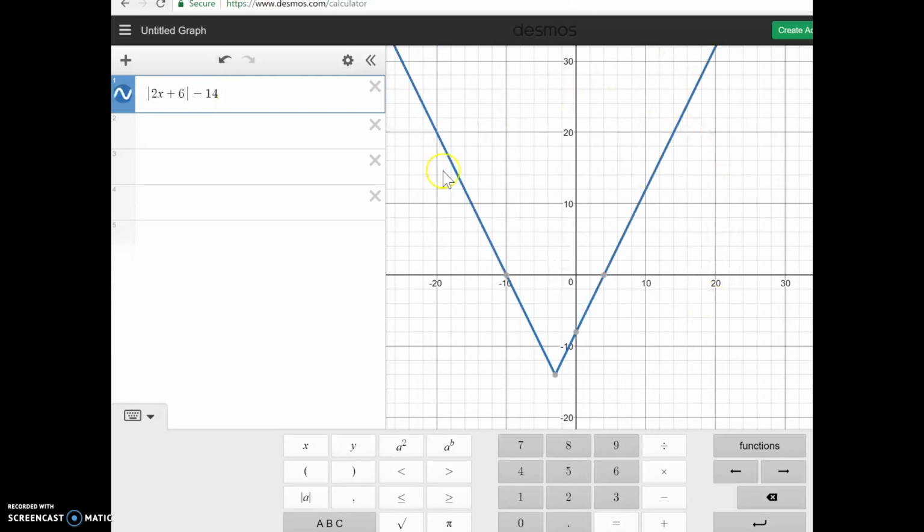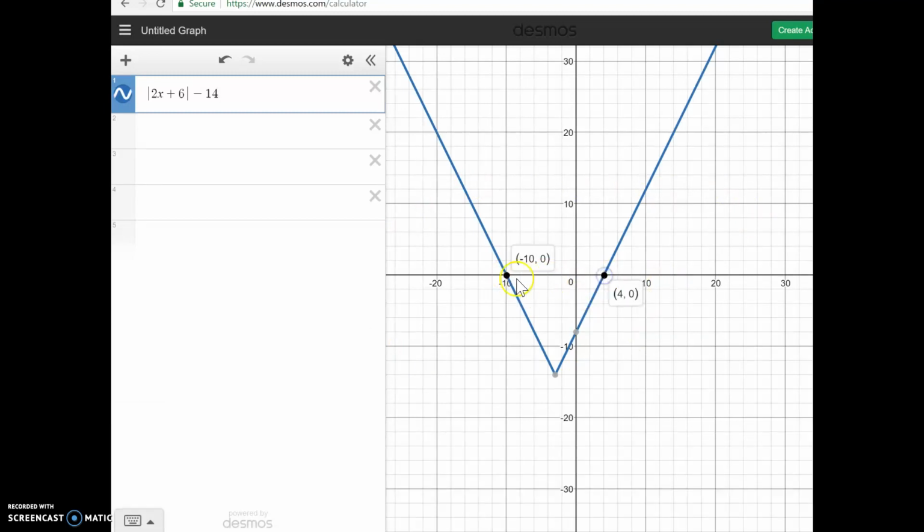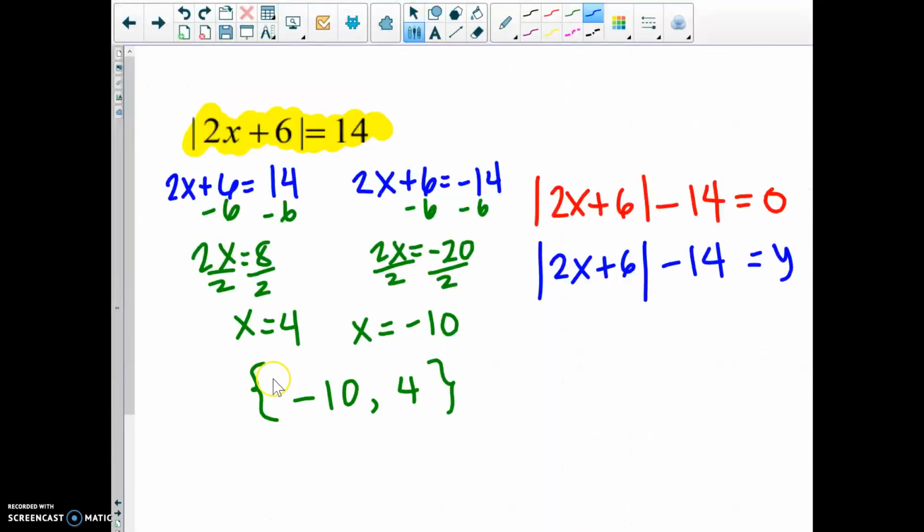Okay, so now that I've graphed this, and you may need to zoom in and out, what I am looking for are my x-intercepts. Solutions to equations are going to be where the graph crosses the x-axis. So right away I can see, and I can click on them, that these points are crossing at negative 10 and positive 4, which happens to be the solutions that I got. Because of that, that means I solved correctly.